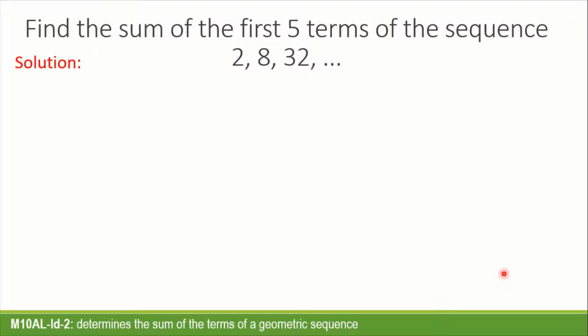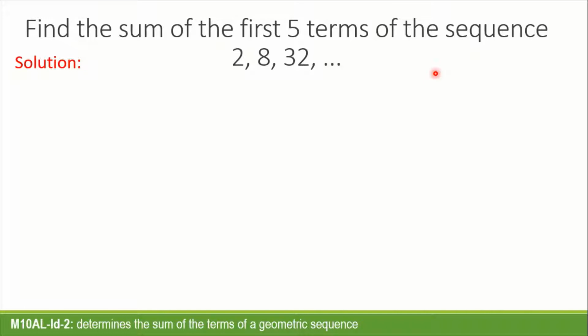Find the sum of the first 5 terms of the sequence 2, 8, 32, and so on. So, actually, pwede naman nating makuha ang sum of the first 5 terms. Kunin mo lang yung first 5 terms ng sequence na to, and then plus-plus nyo lang using the calculator. Pero, para maipakita kung paano gamitin ang formula, ipapakita ko sa inyo kung paano siya isolve.